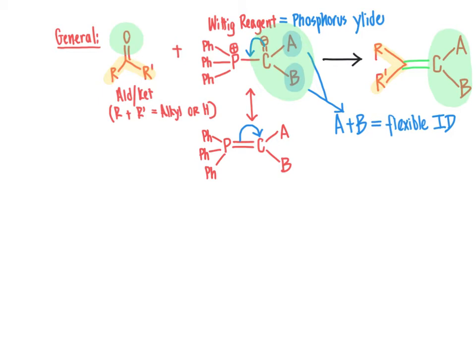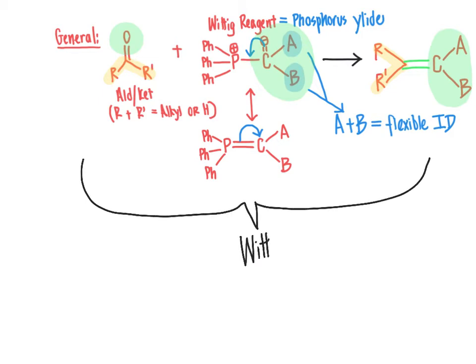So you can use this general information as a template for allowing you to predict the product of a reaction of an aldehyde or ketone with a Wittig reagent. Overall, we would describe this as our Wittig reaction. So this is our general generic Wittig reaction.